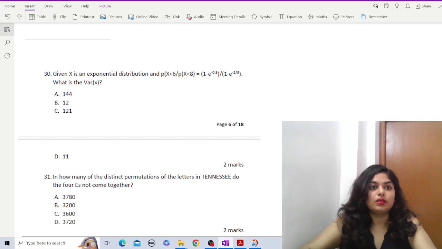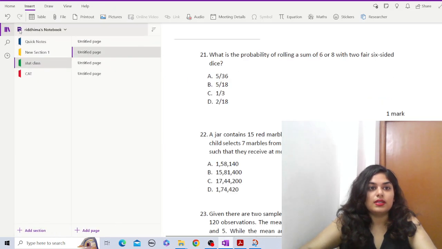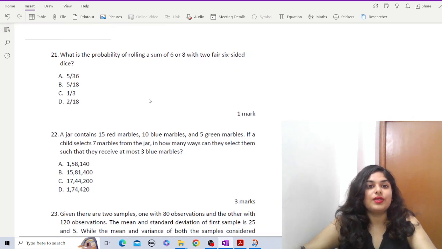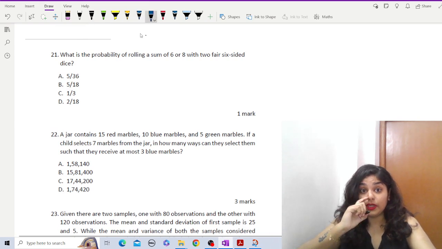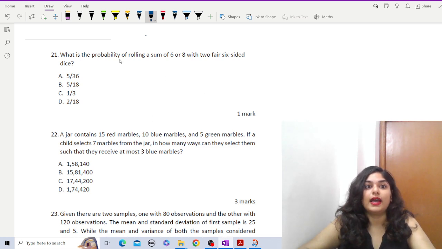Let us start with the statistics section of ACET 2024. The first question in front of you is, what is the probability of rolling a sum of 6 or 8 with two fair six-sided dice?